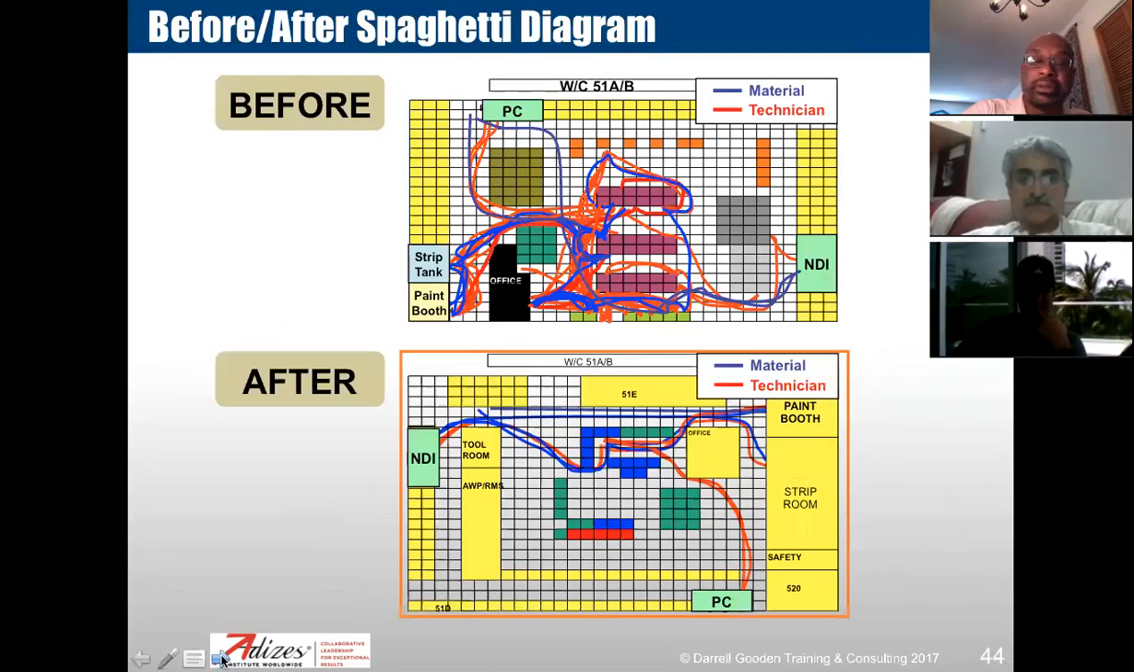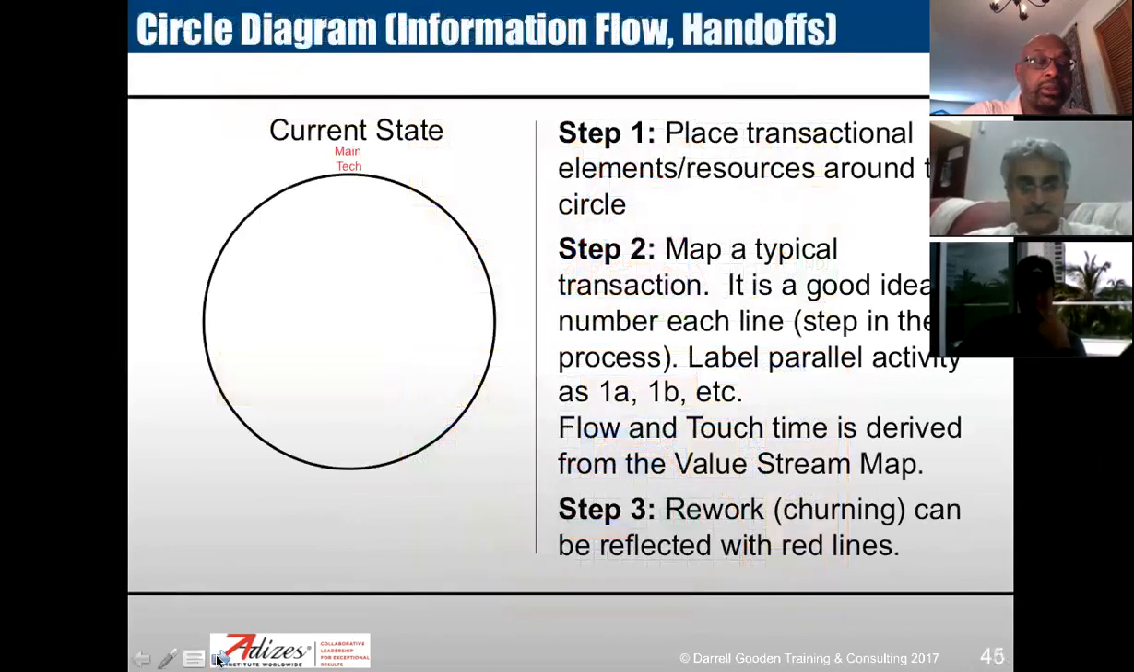Sorry, I don't know how to get to this next slide. 44. I think it's not moving.